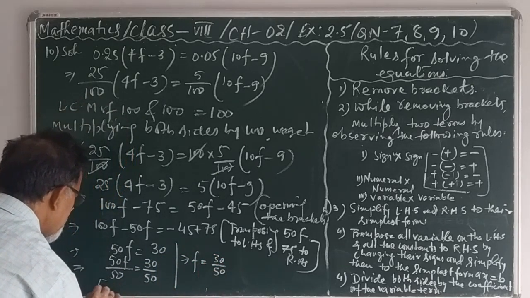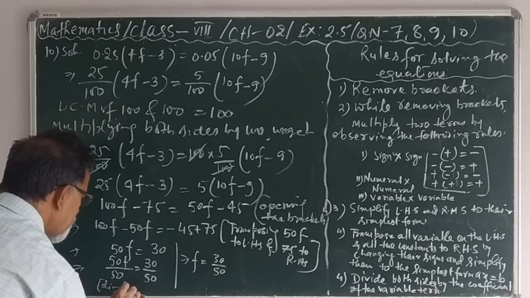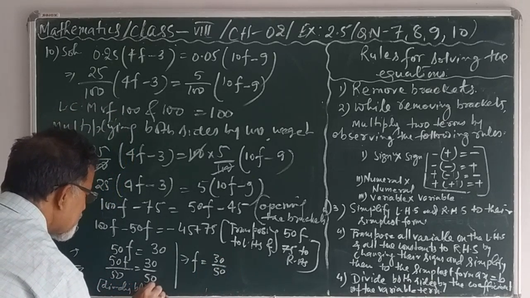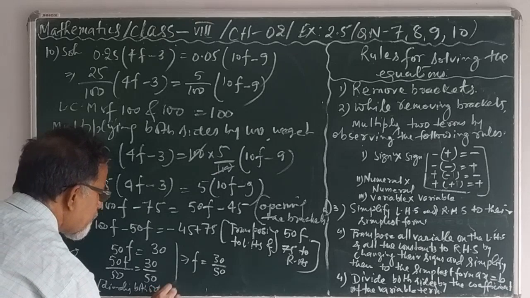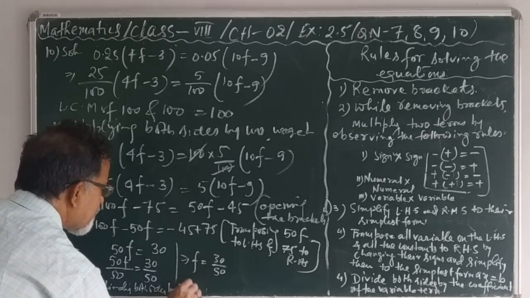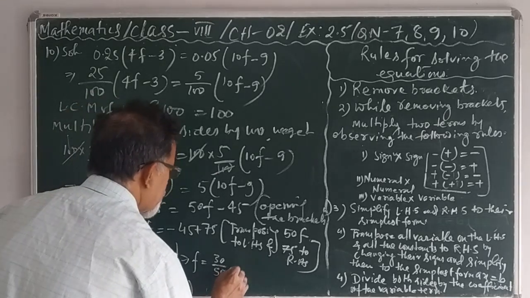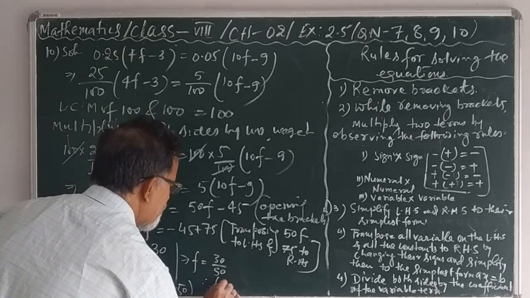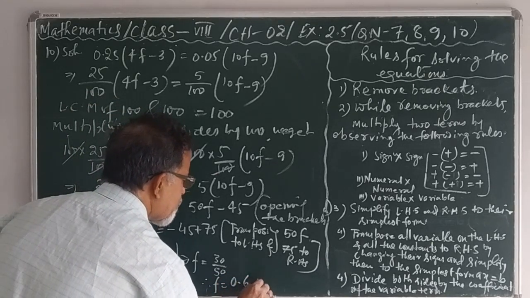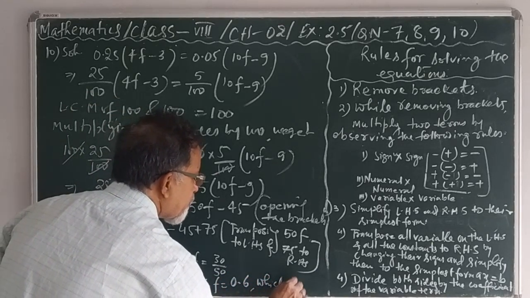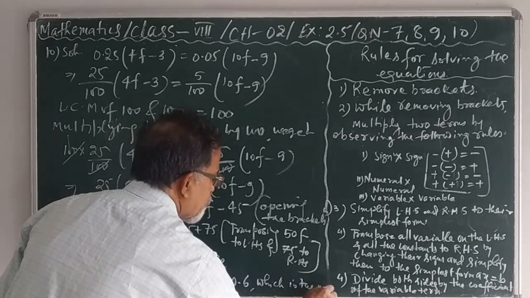Here write dividing both sides by 50. Therefore, f is equal to 0.6, which is the required solution.